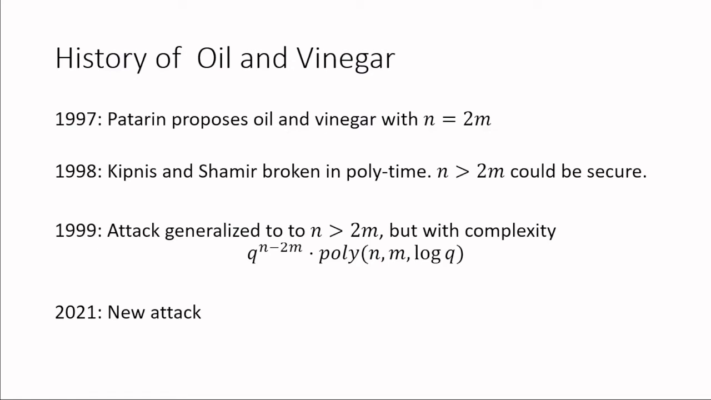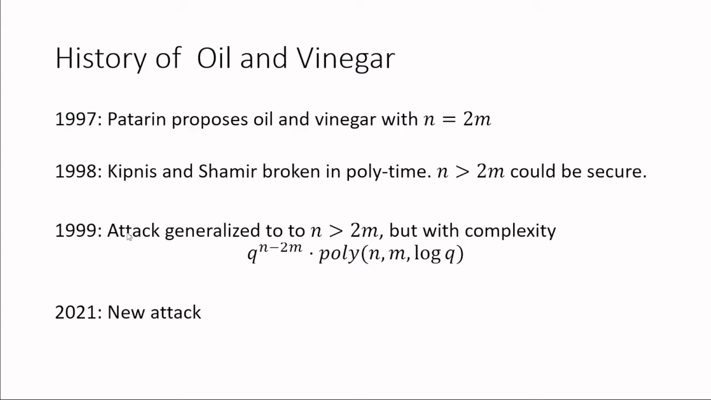Okay, so first, the existing attacks against oil and vinegar. So the first attack was discovered a year after oil and vinegar was proposed, and this attack was discovered by Kipnis and Shamir, and it broke oil and vinegar in polynomial time, but only in this case where n, the number of variables, is 2 times the number of equations. And already in this paper, they said that if you increase n beyond 2 times m, then the scheme could still be secure.